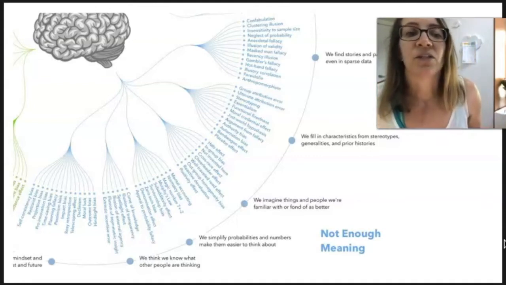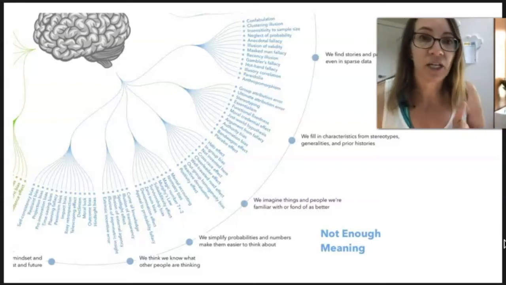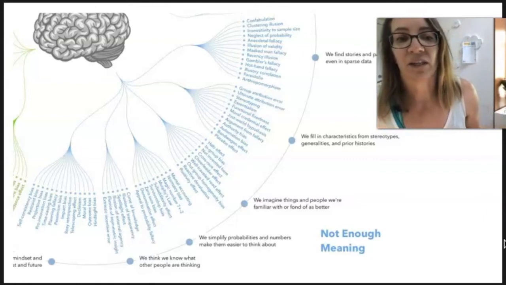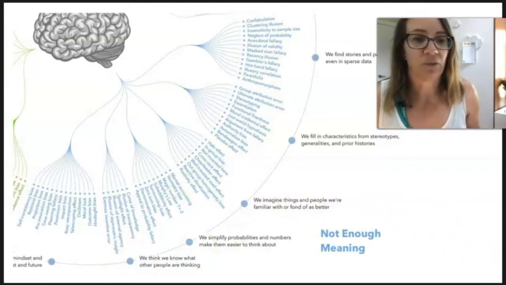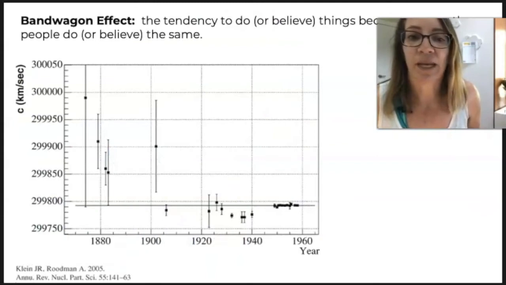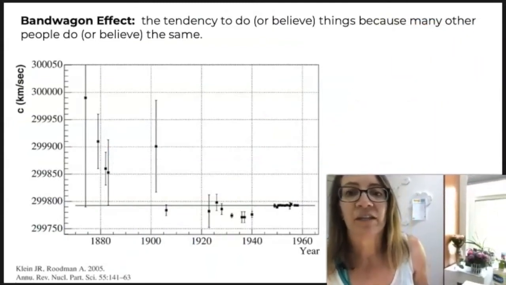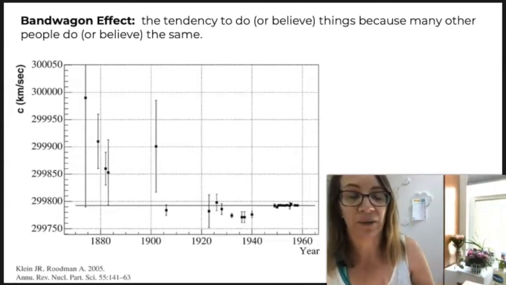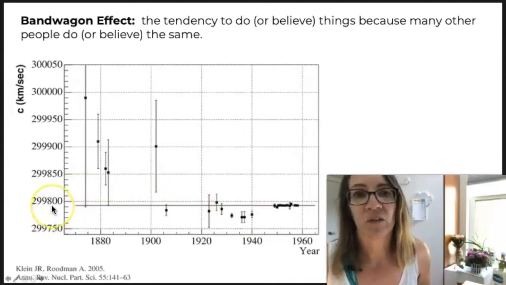We also need to make sure information remains as stable and accurate as possible, and this is where stereotyping comes from. And there are some interesting biases that influence scientific thought, including the bandwagon effect, and I'll show you a really interesting example of it. This is the tendency to do or believe things because many other people have done or believed them before you. And this is a plot that shows different measurements of the speed of light.